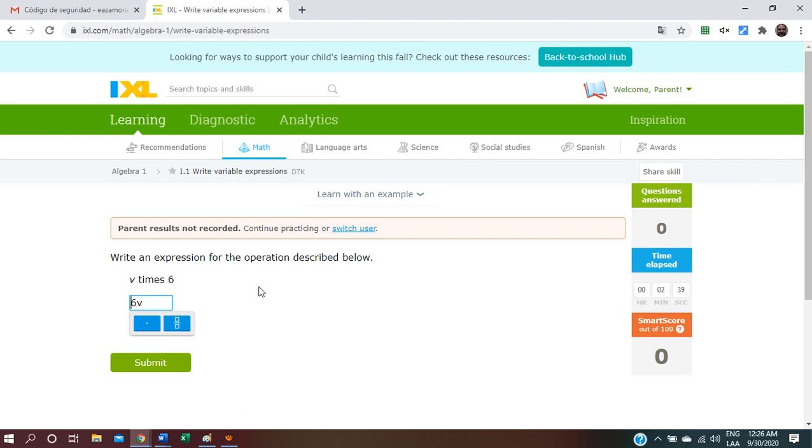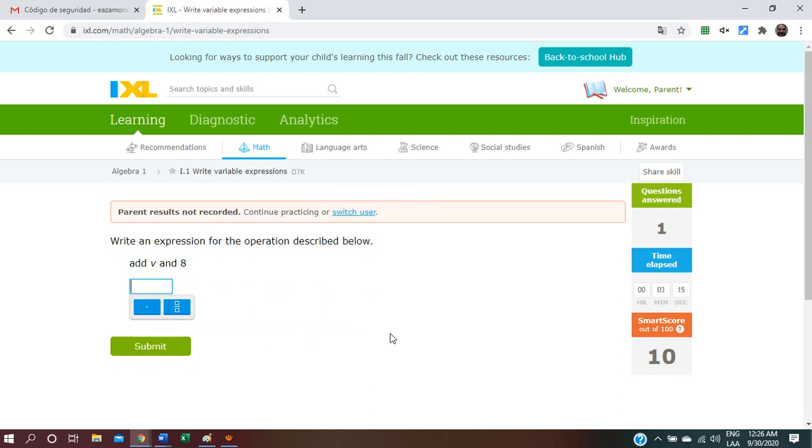Another way to express multiplication is by using parentheses, so 6 times v, something like that. Anything that you want. I always suggest using the very common way to express multiplication. Remember, when a variable is together with a constant, with a number, it implies multiplication. The constant right here is called the coefficient, and we just submit and it's correct. So the first one gives us 10 points.